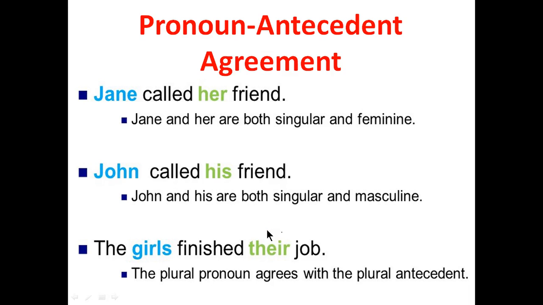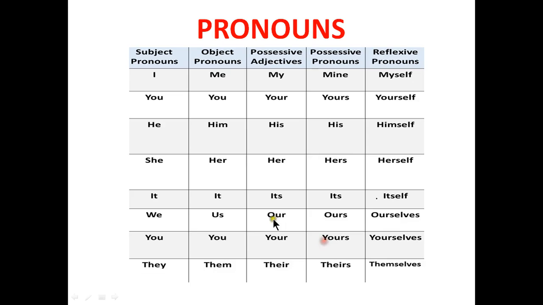Here are some more examples for you. Jen called her friend. Jen and her are both singular and feminine. John called his friend. Now John is the name of a boy, so I'm using a suitable pronoun, his. John and his are both singular and masculine. The girls finished their job. The plural pronoun agrees with the plural antecedent.